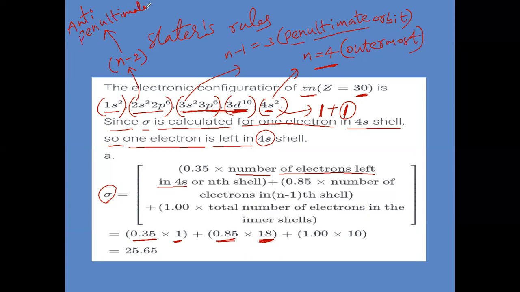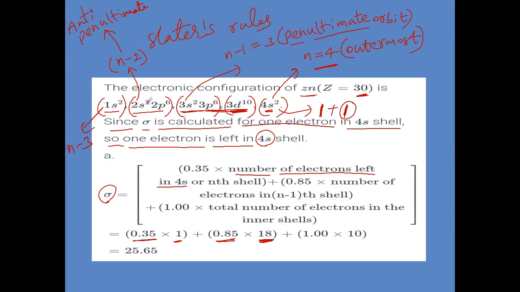Anti-penultimate orbit. And other than this, what is the remaining one? n minus 3. There is no special name for this, n minus 3. So here, n is the fourth orbit, n minus 1 is the third orbit, n minus 2 is the second orbit, n minus 3 is the first orbit.